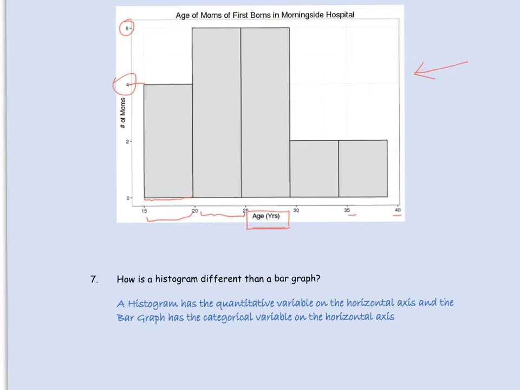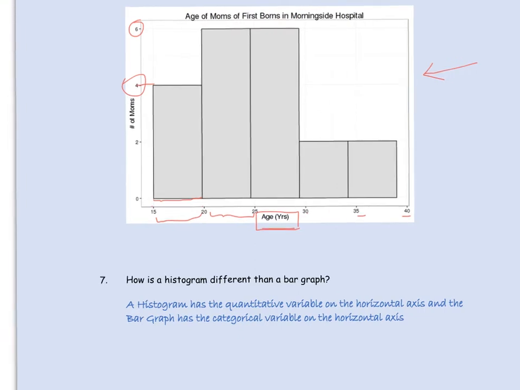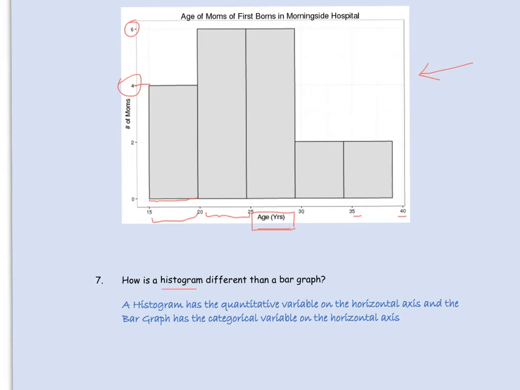Now when you look at the two graphs, that is a histogram and a bar graph, they look similar because you see rectangles. You see the x-axis, you see the y-axis, that is the horizontal axis and the vertical axis. But they're very different. A histogram has a quantitative variable on the horizontal axis, and the bar graph has a categorical variable on the horizontal axis. Now, in a bar graph, you can see gaps between the bars, but in a histogram, you will not see.